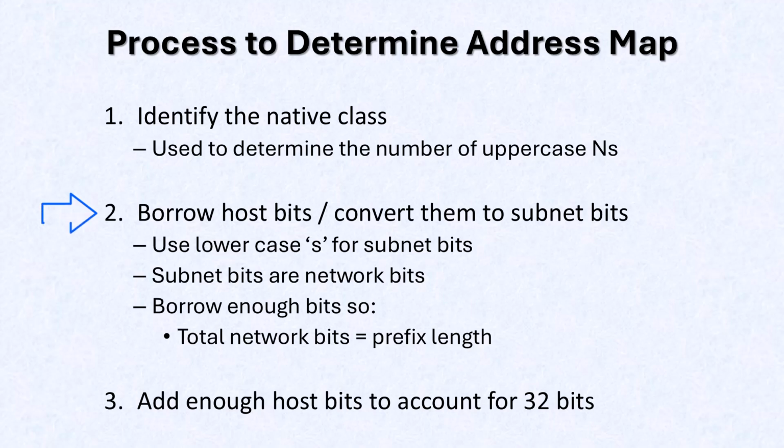Step 2 is to borrow host bits. When we borrow host bits, they become subnet bits. And as we've mentioned before, subnet bits are network bits. We need to borrow enough bits, so the total number of network bits equals the prefix length. Step 3 is to add enough host bits, so the total number of bits equals 32.